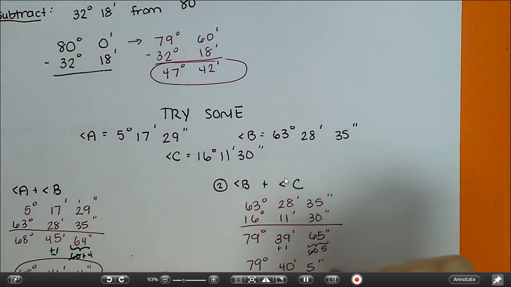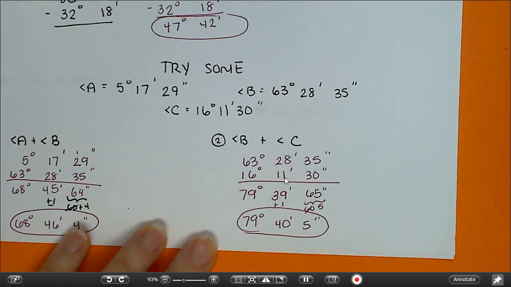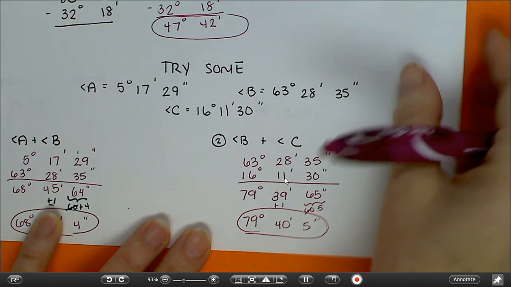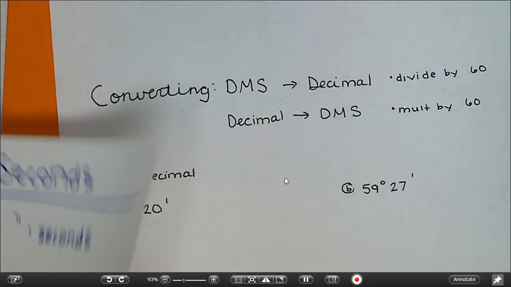All right, so hopefully you have the right answer for that one. 79 degrees, 40 minutes, 5 seconds. We have 2 more examples of these, and then we're going to do one small other topic.